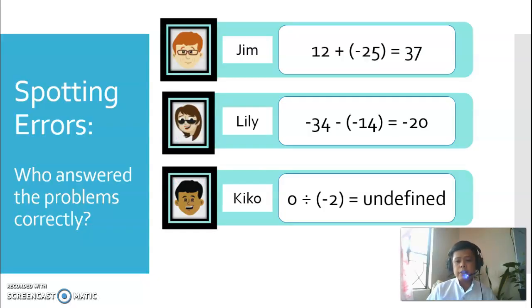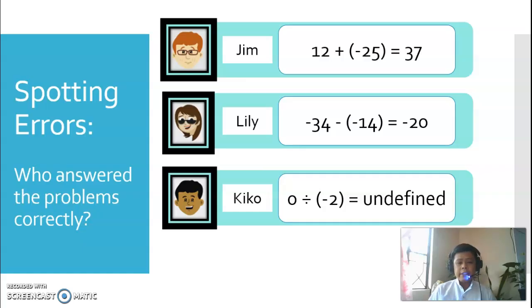So this is called spotting errors. I have here 3 students, Jim, Lily, and Kiko. They are given their own problems involving operations on integers. Your task is to find who among the student or students answered it correctly. So si Jim, si Lily, at si Kiko ay binigyan ng mga integer problem. Isolve nyo sila and then alamin nyo kung sino yung mga students na tama yung naging sagot. So you can pause this video and do that.